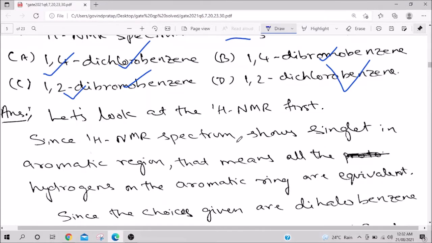So what does the NMR say? NMR says that the spectrum shows a singlet. Singlet means it shows one single peak. It shows one single peak in the aromatic region.